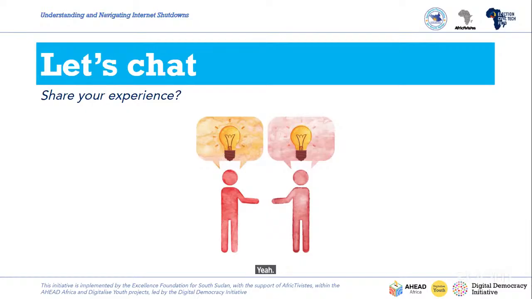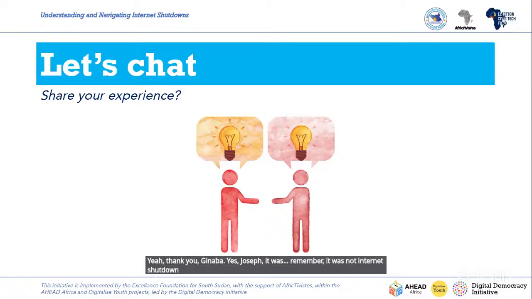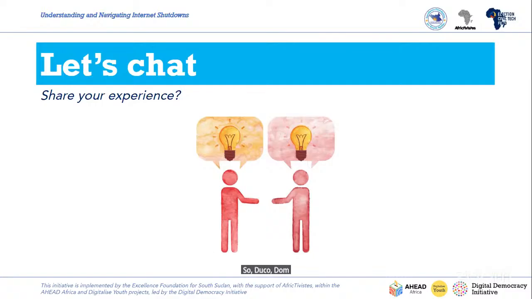Yeah, thank you, Ginaba. Yes, Joseph, remember, it was not an internet shutdown, but just a social media blockage. It followed the issue of Sudan, when those graphic videos from Sudan came in, and then there was the attack on those Sudanese traders, and then the NCA blocked some social media sites. It was around January 2025. Okay. Duko Dominic, how about you?